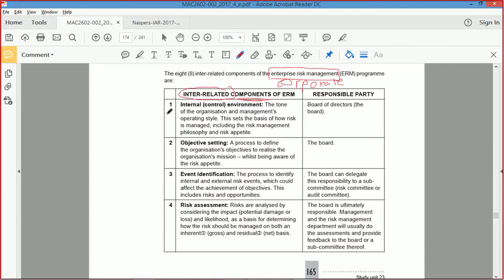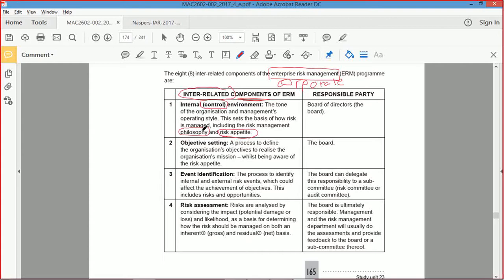What the UNISA study guide does is it breaks this up into different categories. They talk about the interrelated components of ERM. ERM is just enterprise risk management. Enterprise risk management is just looking at corporates, big business basically. How does a business manage its risk? That's what you're looking at here.